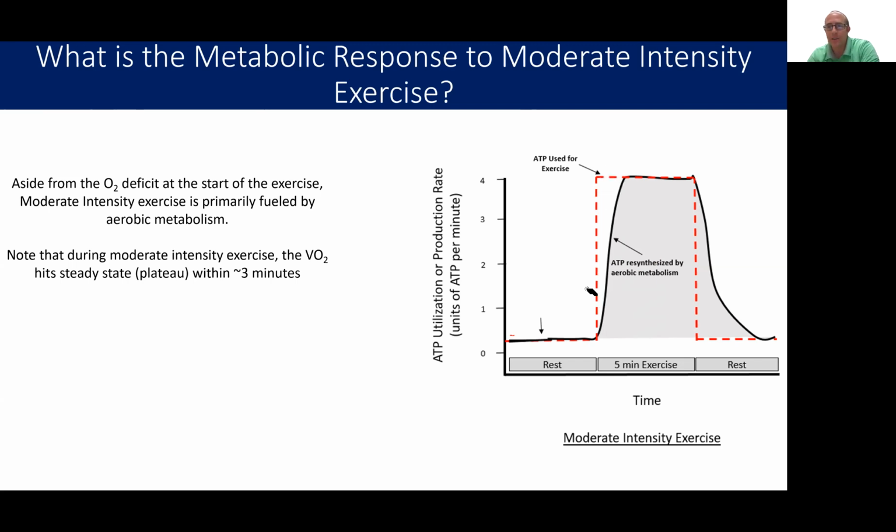We have a small deficit, but what's important here is that as the VO2 gets up, you eventually hit a steady state here. And you'll hit steady state in moderate intensity exercise within 2 to 3 minutes, right? So your heart rate will be steady throughout, your VO2 will be steady throughout, whether you're at 3 minutes into the exercise or 30 minutes into the exercise, the VO2 or the heart rate should be roughly similar or constant.